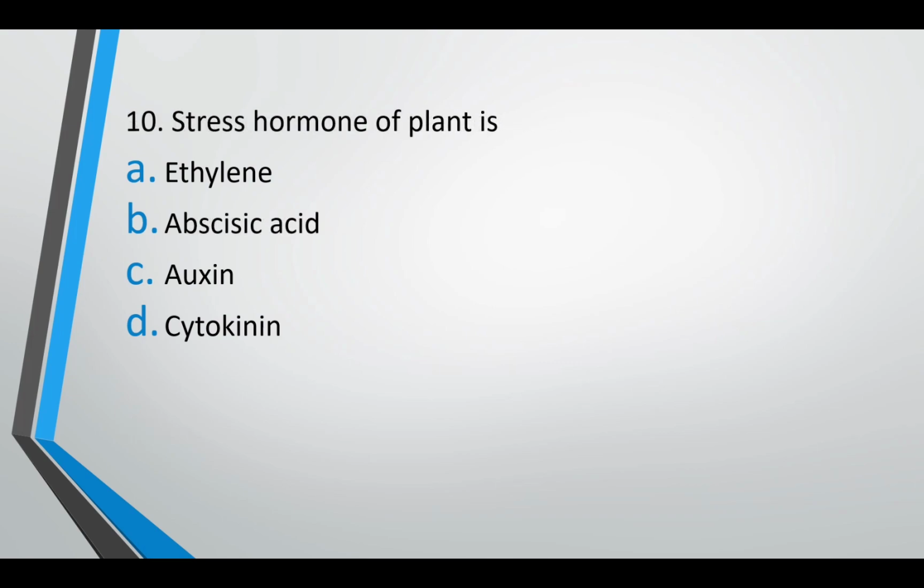Question 10. Stress hormone of plant is ethylene, abscisic acid, auxin, or cytokinin. Stress hormone of plant is. The correct answer is option B, that is abscisic acid acts as the stress hormone of plants.